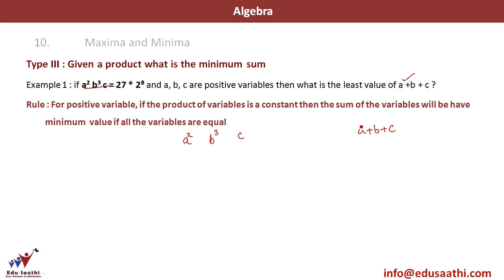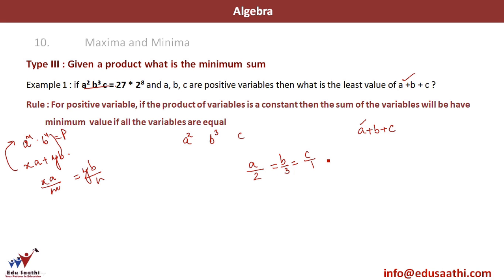So this is what I start with. If you remember the rule, it is a raised to power m into b raised to power n is equal to product, and you have to find out the value of xa plus yb. So this xa will be divided with m, yb would be divided with n, and both of them will be equal. So what is this? A divided by 2 is equal to b divided by 3 is equal to c divided by 1. So I'll get the relationship between a, b and c. I'll write a is equal to 2c, b is equal to 3c and c is anyways in terms of c.